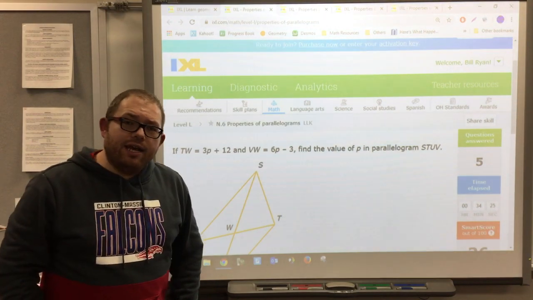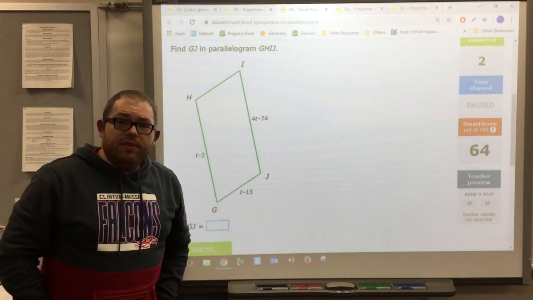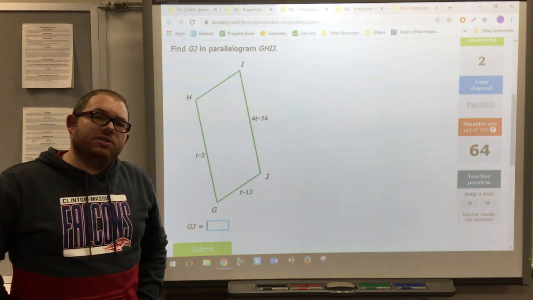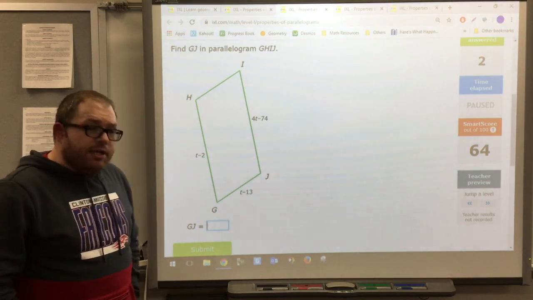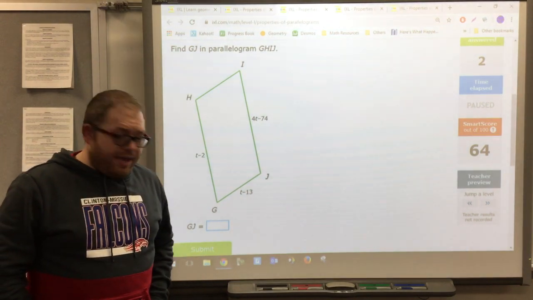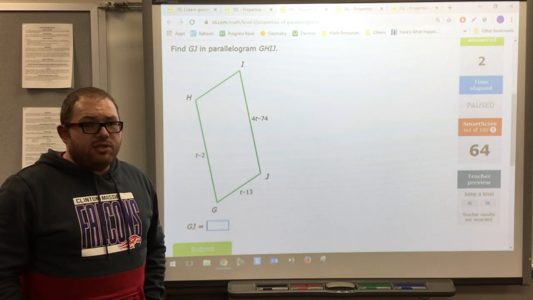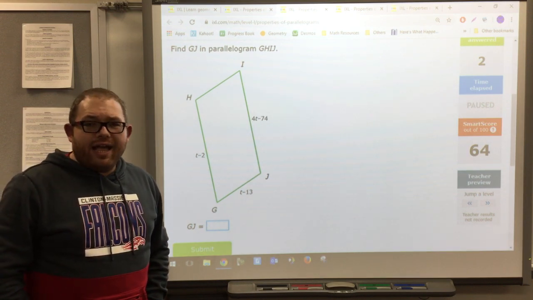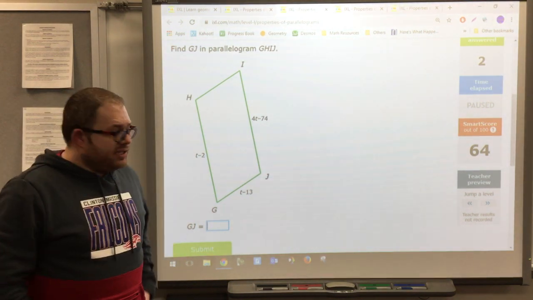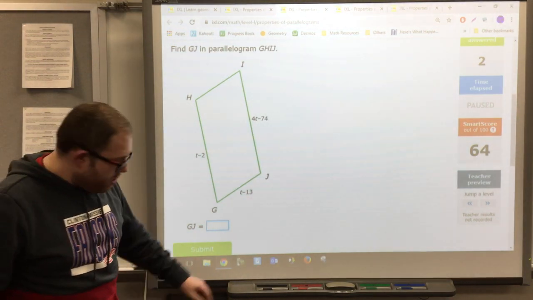Now, let's take a look at another parallelogram. This question is going to look nearly identical to the last one. The big difference is this does not say to solve for the variable t. It asks us to find the length of GJ. Now that means we still need to solve for t, but there will be an extra step at the end. So the first thing I want to do is take the sides that are opposite each other and once again set them equal.